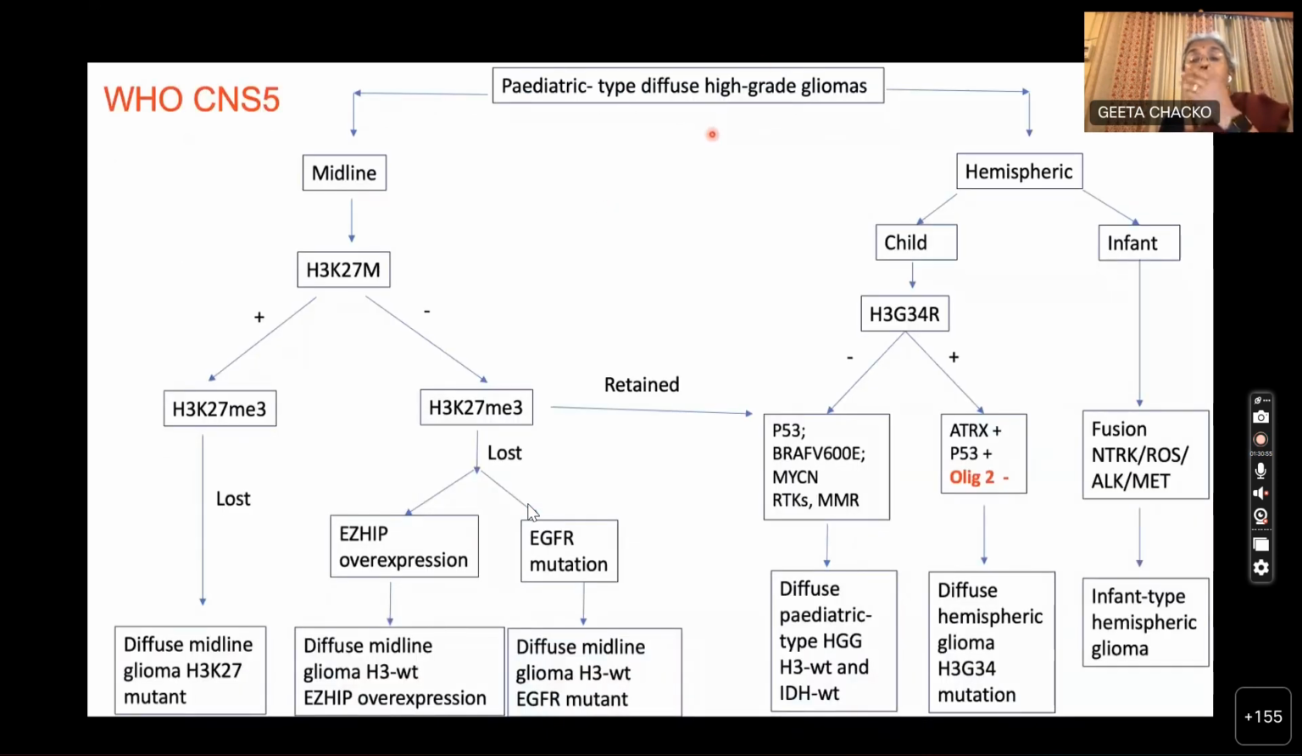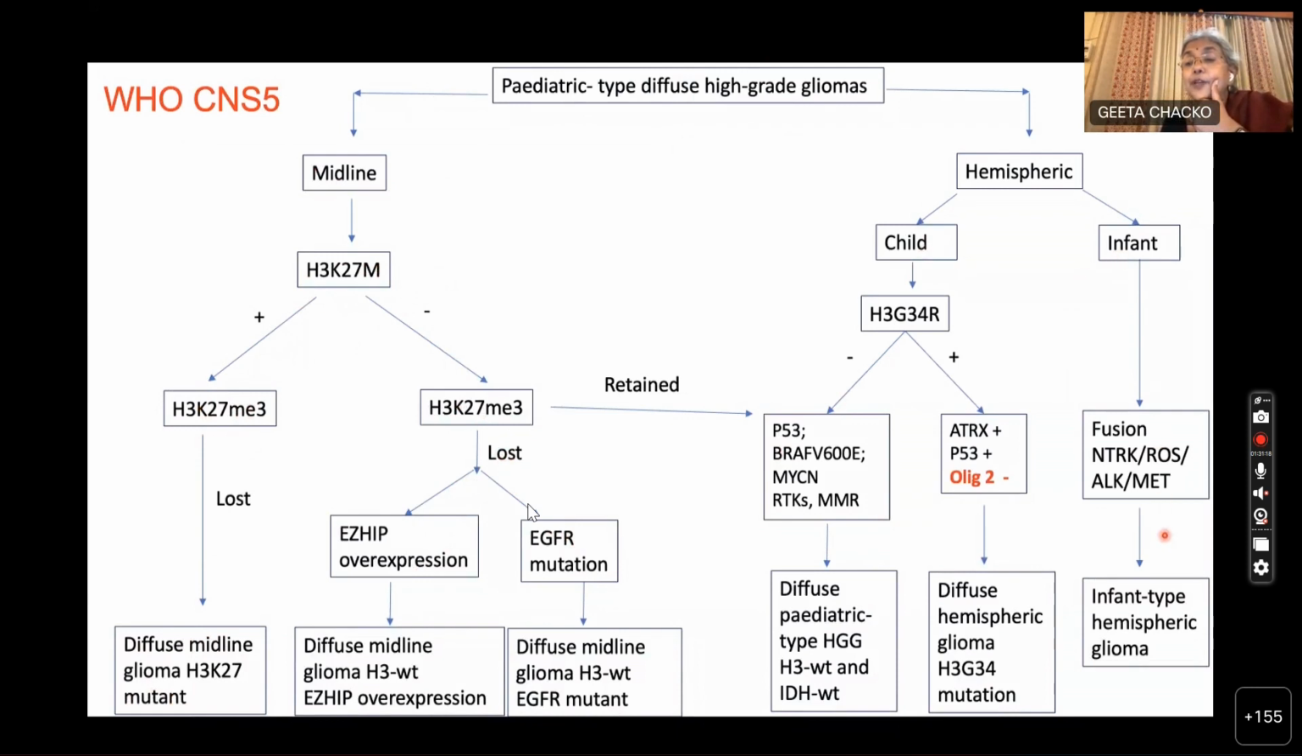So if you look at all diffuse gliomas that are high grade, you divide them into midline and hemispheric. In the midline group, you first approach with the K27. If it's positive, you look at the H3 trimethylation, and this is your diagnosis. If K27 mutation is not there, but trimethylation is lost, it's either an EZHIP overexpression or EGFR mutation.